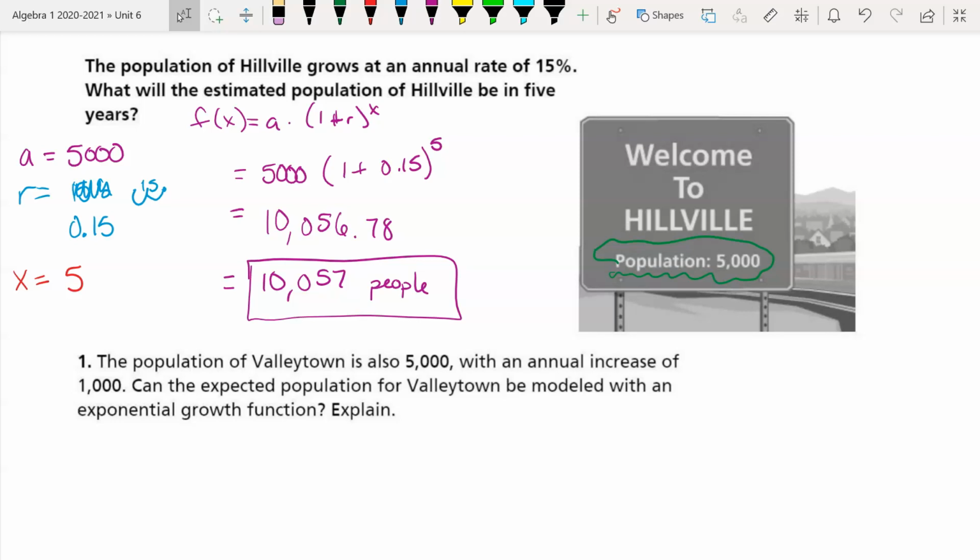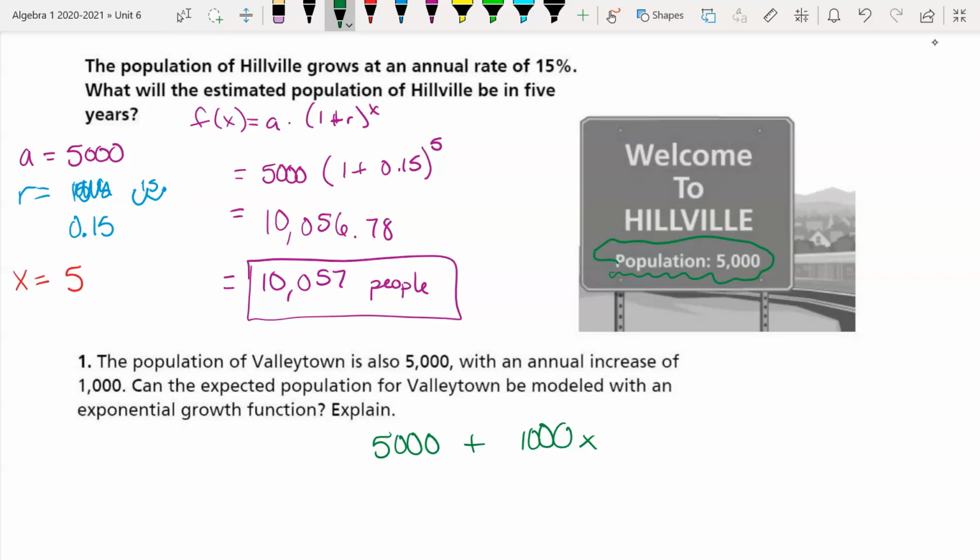The next one says the population of Valley Town is also 5,000 with an annual increase of 1,000. Can the expected population for Valley Town be modeled with an exponential growth function? So if I'm annually increasing by 1,000, 5,000 is my initial value, but annually increasing means I'm going up 1,000 every year. We don't know the number of years. Okay? It says, can we use this to represent an exponential growth function?